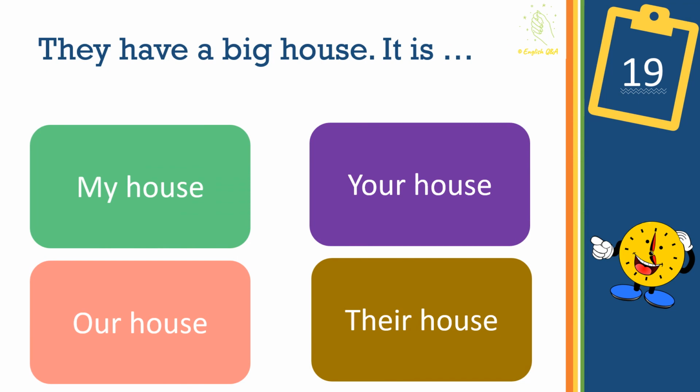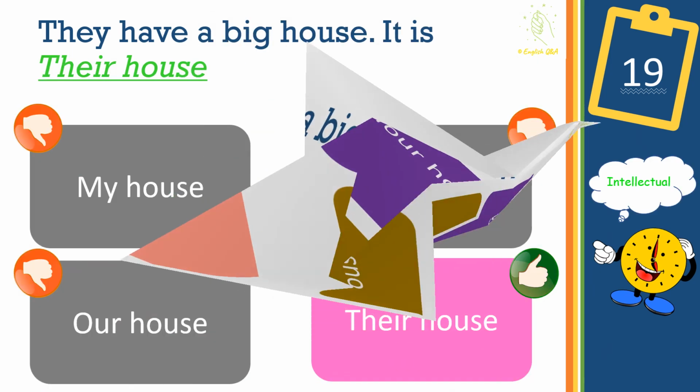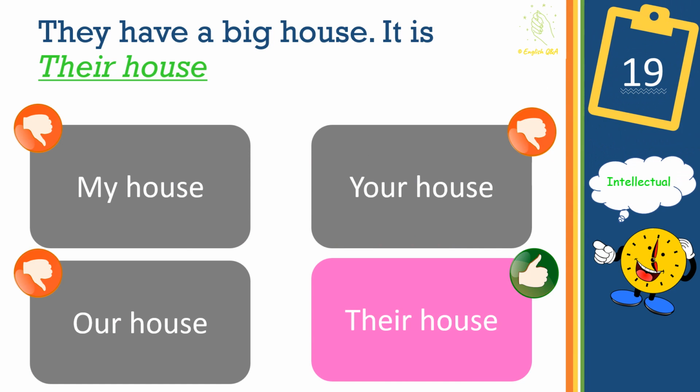Keep moving. They have a big house. It is dash. Choose an answer. My house. Your house. Our house. Their house. The correct answer is their house. They have a big house. It is their house.